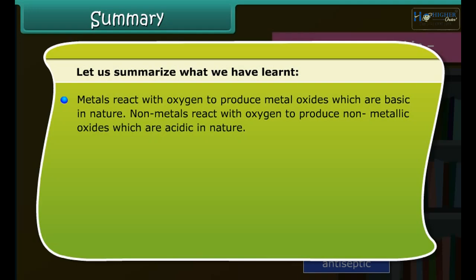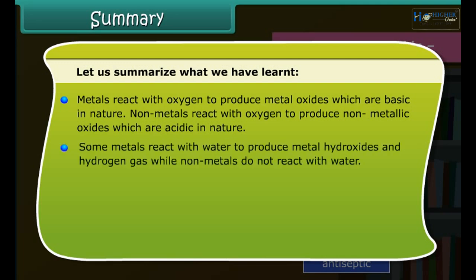Metals react with oxygen to produce metal oxides, which are basic in nature. Non-metals react with oxygen to produce non-metallic oxides, which are acidic in nature. Some metals react with water to produce metal hydroxides and hydrogen gas, while non-metals do not react with water.